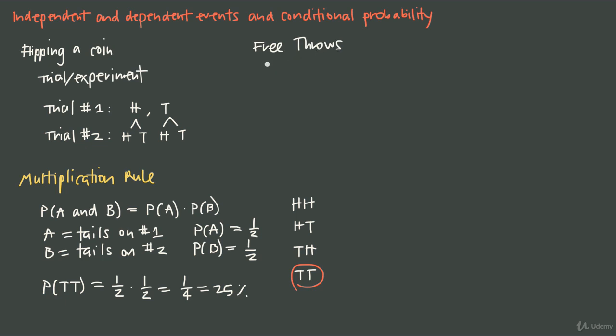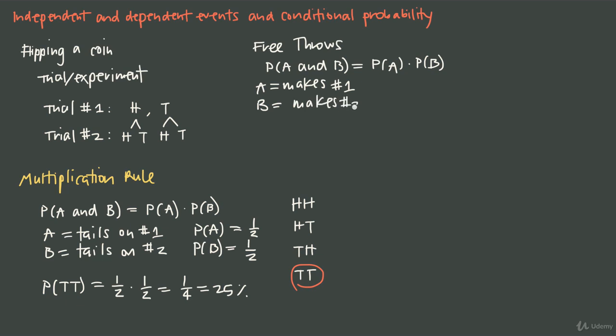So if we go back to our multiplication rule, since these events are independent, the probability of A and B is going to be equal to the probability of A multiplied by the probability of B. We're saying that event A is he makes the first free throw. Event B is he makes the second free throw. And then the probability of event A is 80%. He's an 80% free throw shooter. So we can say that the probability of event A is 0.8.